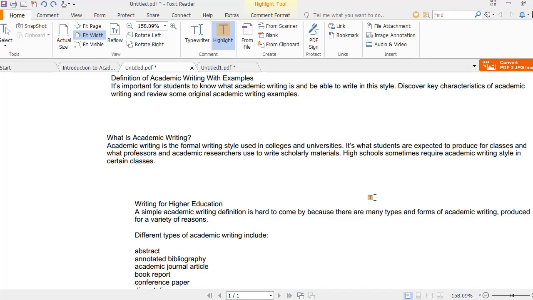So for writing scholarly materials, we use the pattern of academic writing, and high schools sometimes require academic writing style in certain classes.